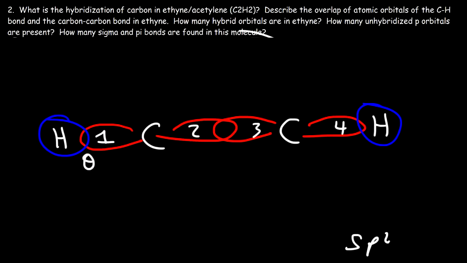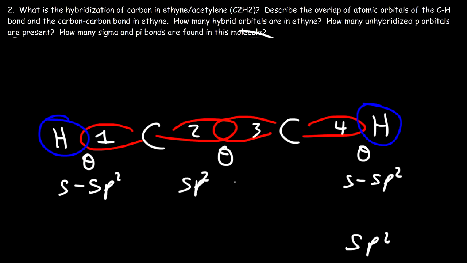So this is a sigma bond. Here's another sigma bond, and that's a sigma bond. So this sigma bond is based on the overlap of an s and an sp2 hybrid orbital. And this sigma bond is based on the overlap of an sp2 and another sp2 hybrid orbital.